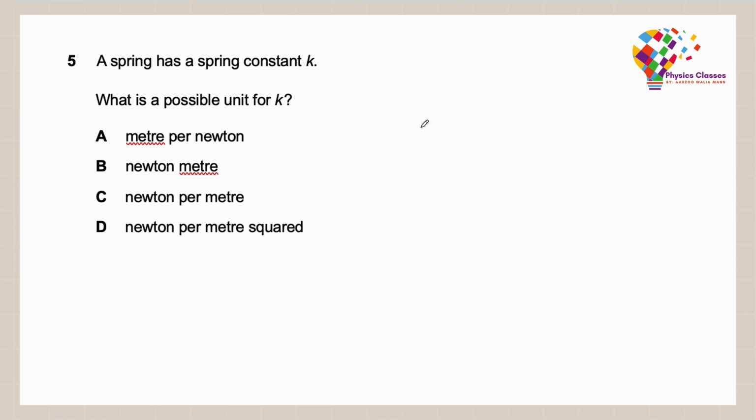Now for question 5, a spring has a spring constant K. What is the possible unit for K? Now we know, as per Hooke's law, force is K times E, or I can say force is the spring constant times the extension. If I rearrange this equation, I'll get the spring constant K as force by extension. Now force is measured in newtons, extension is measured in meters, therefore the unit for spring constant has to be newton per meter, and hence option C is the only correct answer.